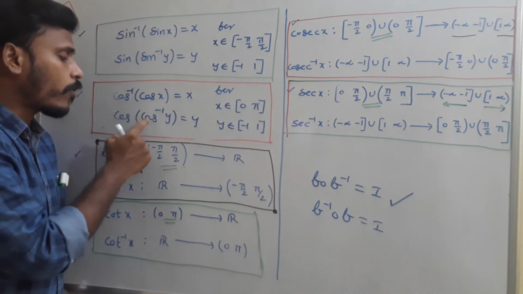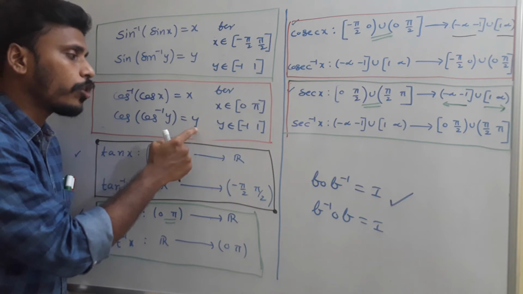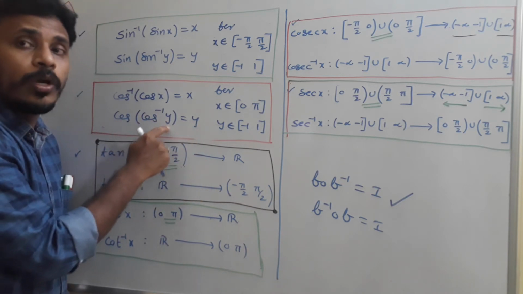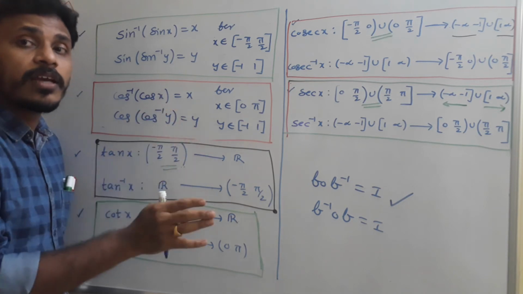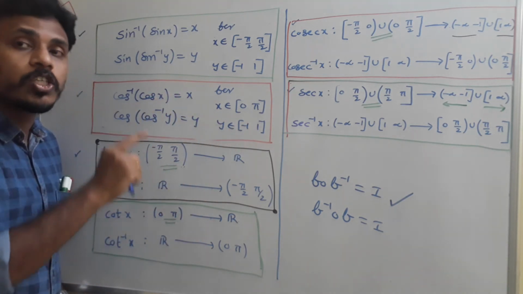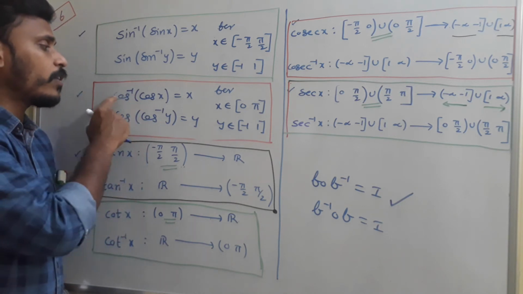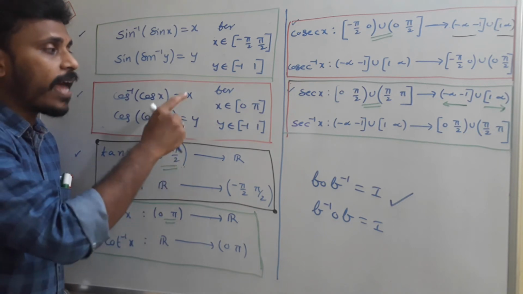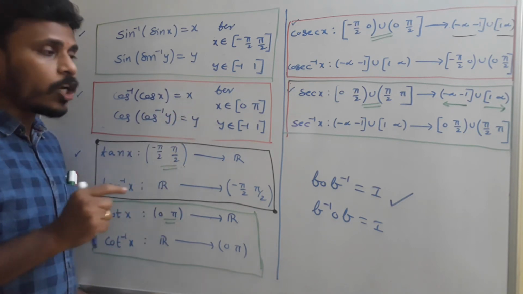Okay, cos of cos inverse 3 is equal to 3 is not correct, but cos of cos inverse 1 by 2 is equal to 1 by 2 is correct. Why? Because that 1 by 2 is there in this region, but 3 is not there in this region. Similarly, cos inverse of cos x is equal to x is also acceptable if that angle is between 0 and 2 pi.